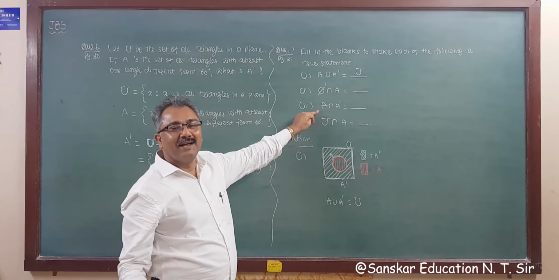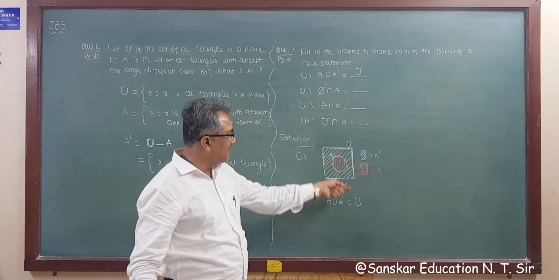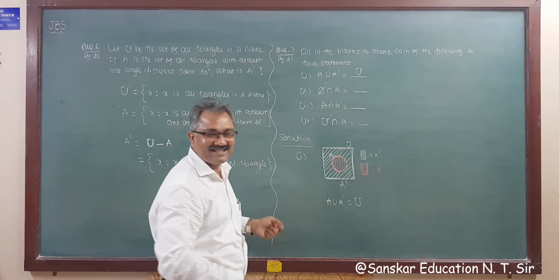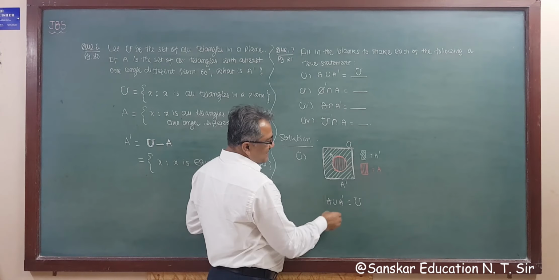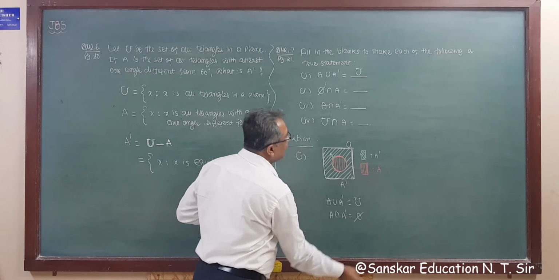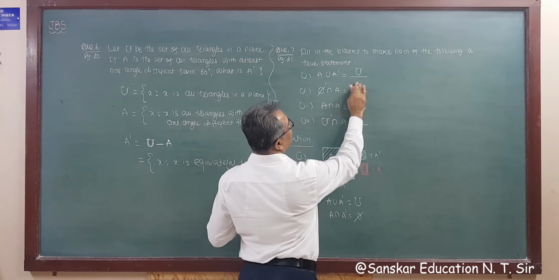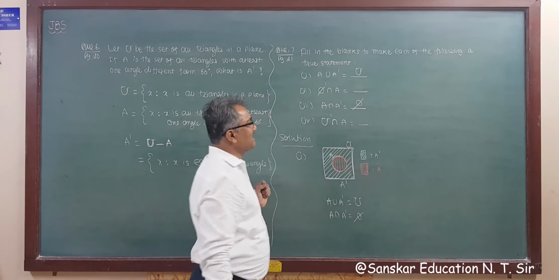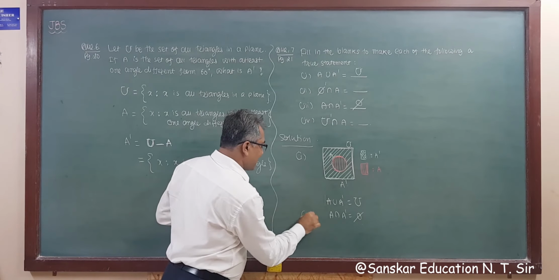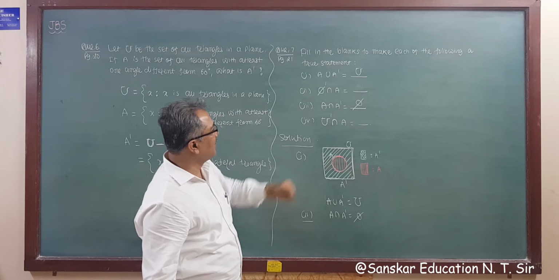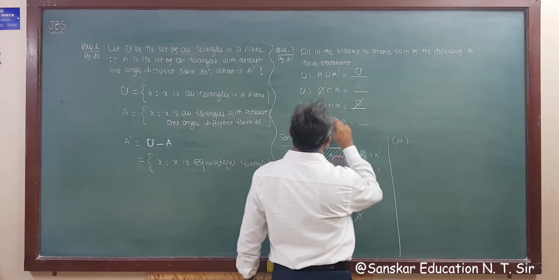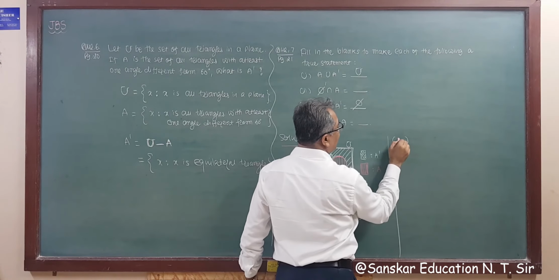Now the third one, A intersection A'. Is there any common element between the green zone and the red zone? No, there is none. So A intersection A' is equal to phi, the empty set. So the first and the third are both completed. The second one is remaining.